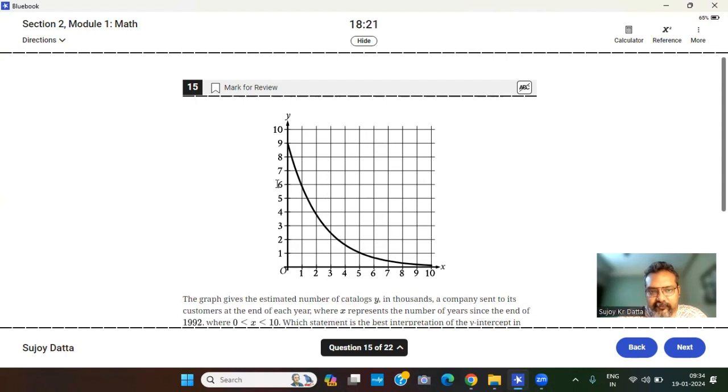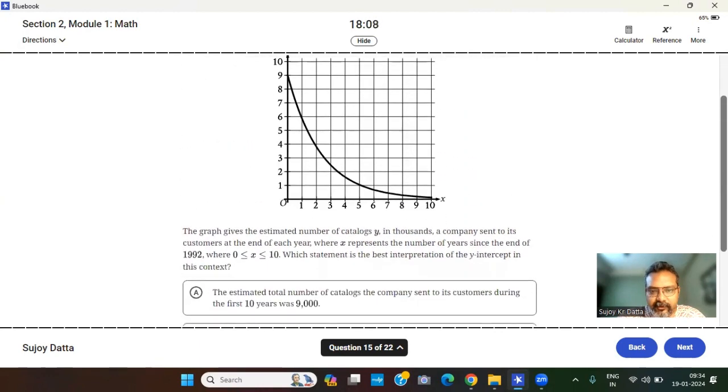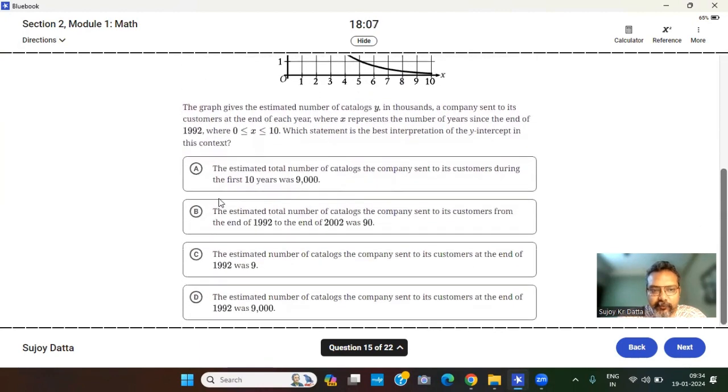Okay, the first value alone is 9,000. The second value itself is 6,000. Then at 2 it is 4,000. So even if I take the next 2 years, it has exceeded 9,000. So obviously the first one is wrong because the total is definitely not 9,000. Much more than that.